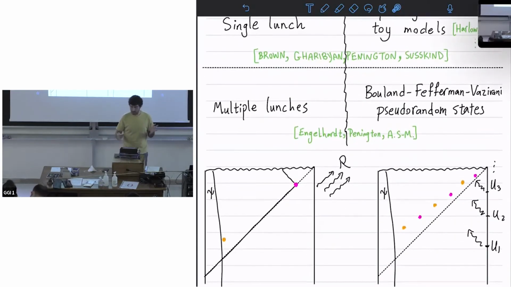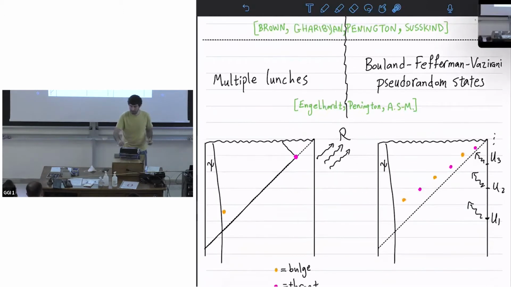There are these interesting states discussed by Boland, Pfefferman, and Vazirani, where they're discussing boundary states, but the bulk dual of what they're discussing is a black hole microstate, say, formed by collapse, on which you then act with random unitaries every scrambling time or so. The bulk dual of that geometry is a multiple lunch scenario with all space-like separated quantum extremal surfaces. And again, there's a matching complexity.